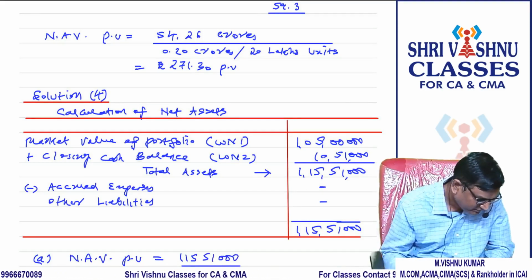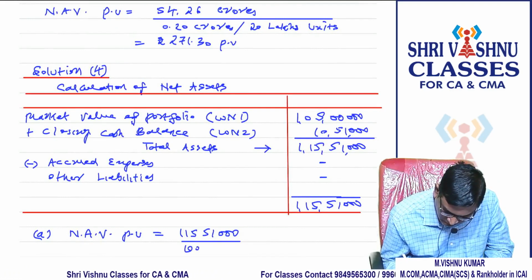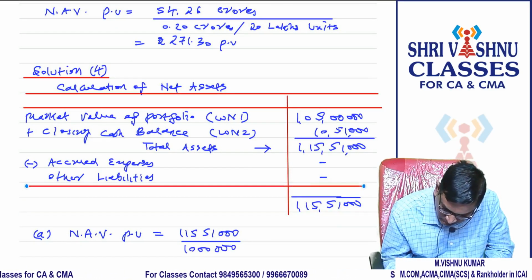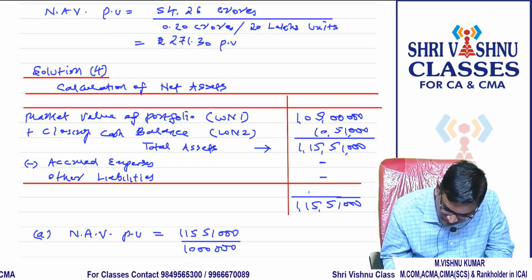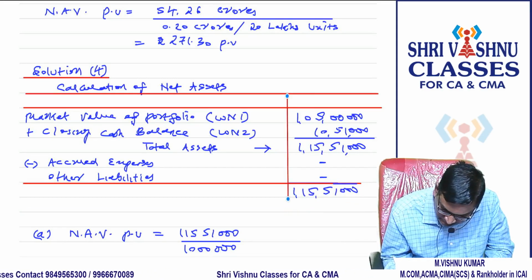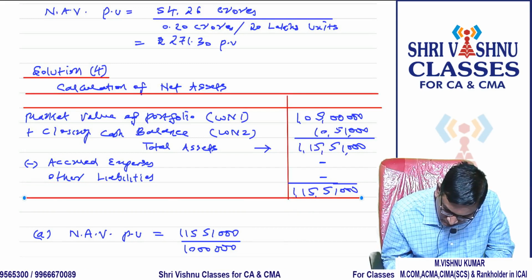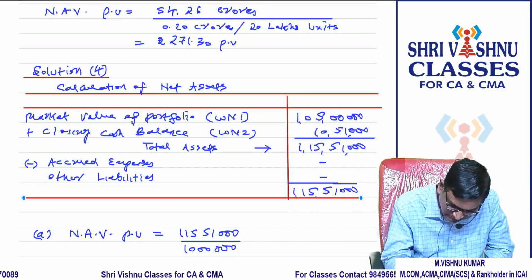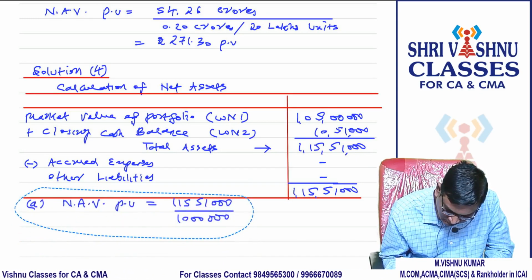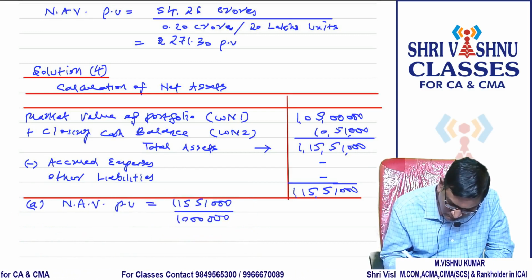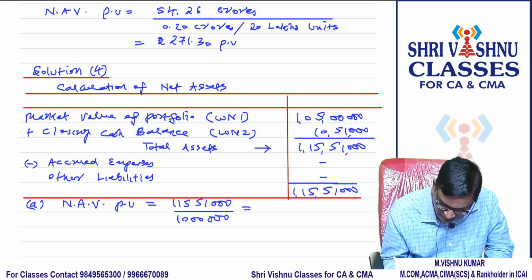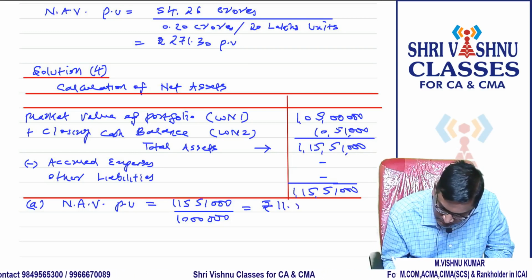Number of units 10 lakhs. NAV is 10.751.